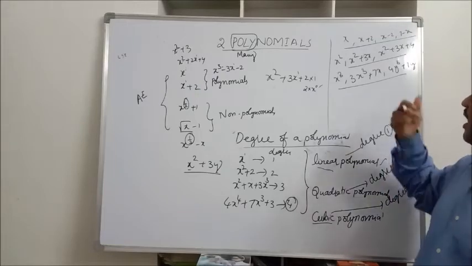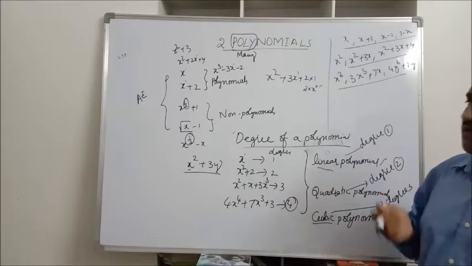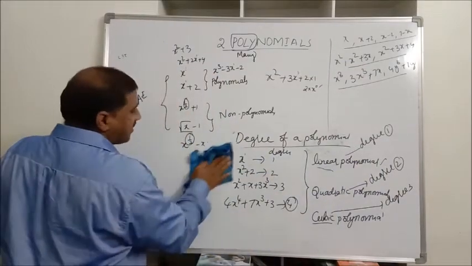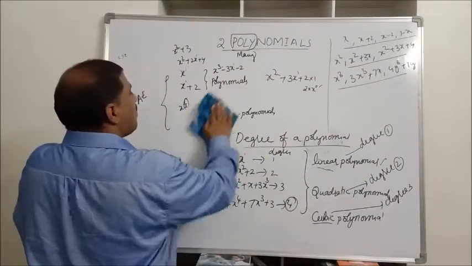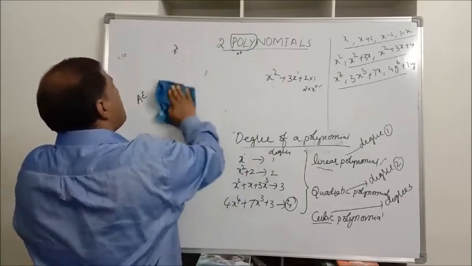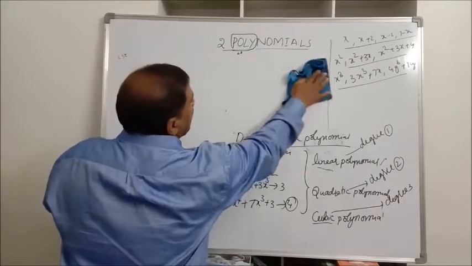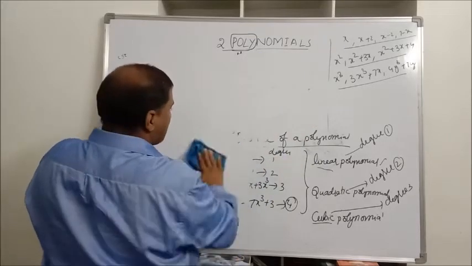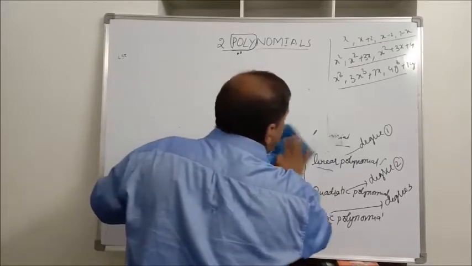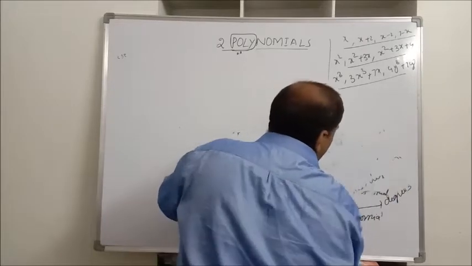Now we will study these linear, quadratic and cubic polynomials, their standard form, that is their general form, how to find the value of a polynomial and how to find the zeros of a polynomial. Linear polynomials are polynomials with degree 1. Quadratic polynomials are polynomials with degree 2. Cubic polynomials are polynomials with degree 3. Examples we have discussed.